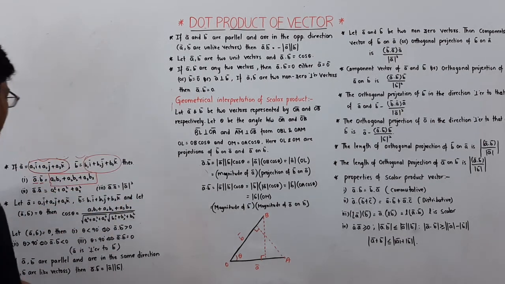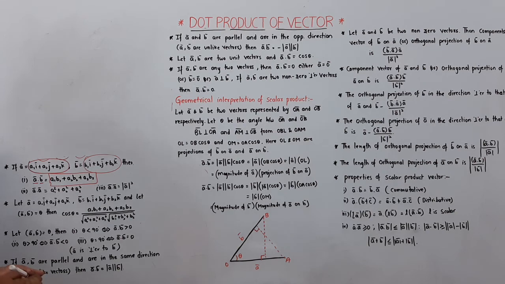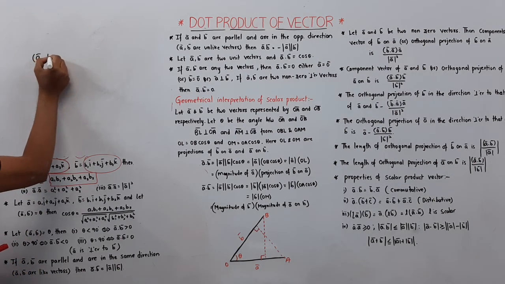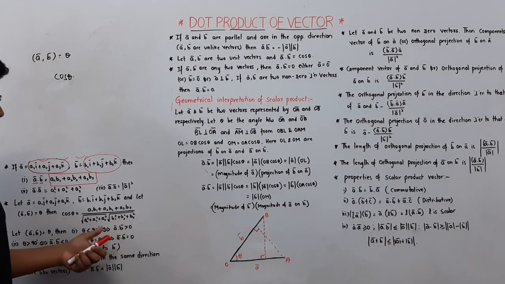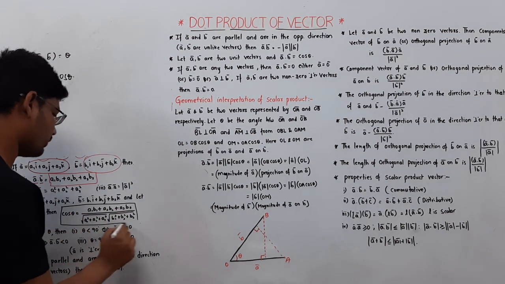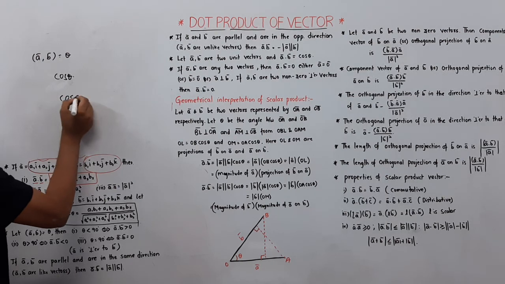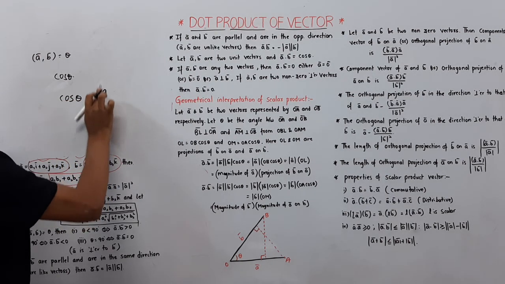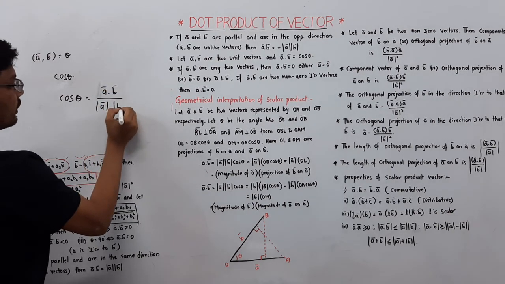Next one. Here let A bar be one vector and B bar be one more vector. Then the angle between the two vectors A bar and B bar is theta, and cos theta is equal to this formula: A1 B1 plus A2 B2 plus A3 B3 divided by the square root of A1 square plus A2 square plus A3 square, into the square root of B1 square plus B2 square plus B3 square. This is the most important one for the angle between two vectors. Cos theta we already know the formula from the condition, that is A bar dot B bar by mod of A bar into mod of B bar.